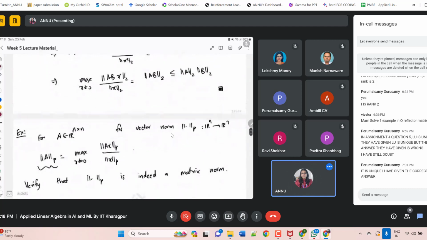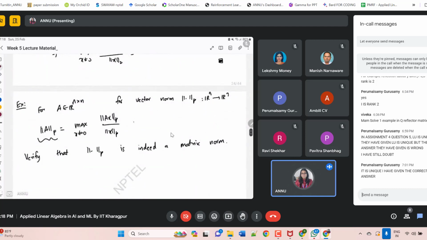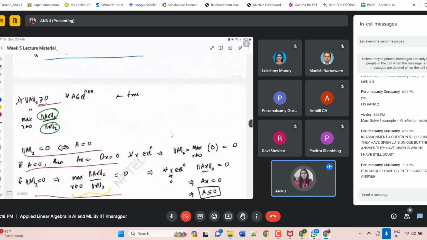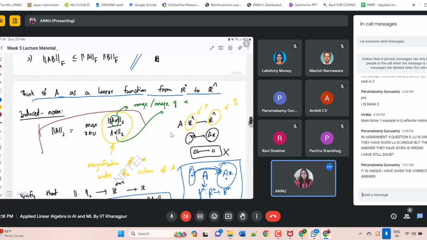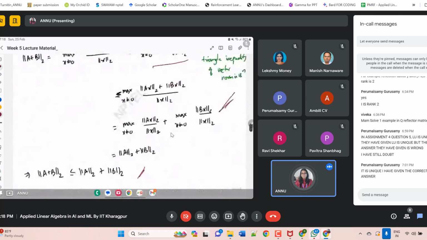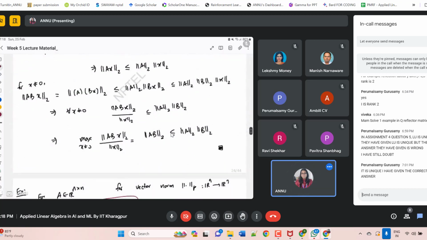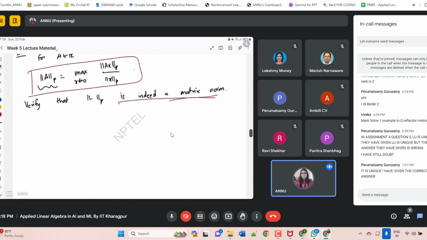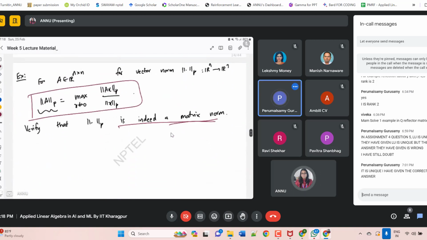Okay, so now moving to the next norm. If you take the p norm, that is the induced norm p, then you can write it like this. That is also indeed a matrix norm. You can verify it by yourself. So here we saw this is the 2 norm. Similarly, you can write it for the different norms. If it verifies for the 2 norm, then it will also verify for other norms. Max of x not equal to 0, Ax divided by this.